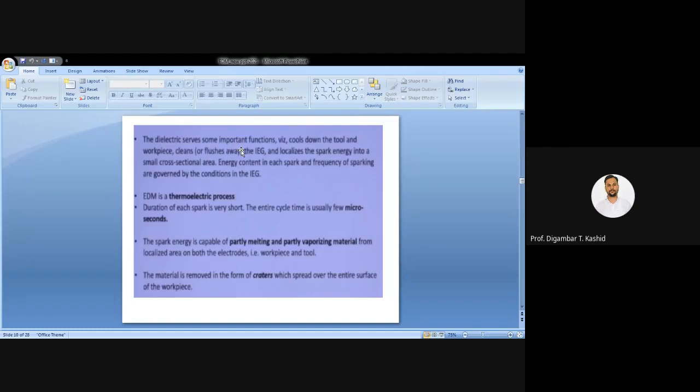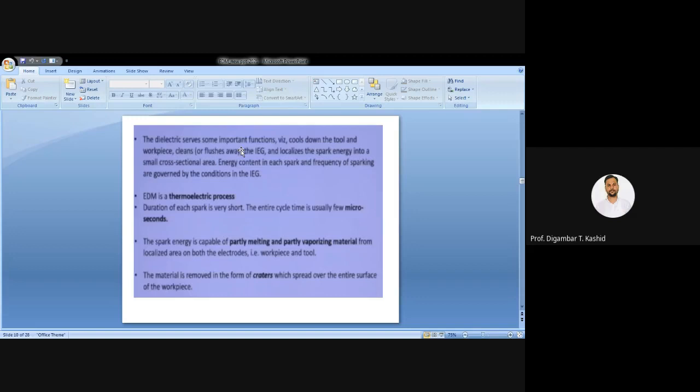And as we know, EDM is a thermal process. We are using electrical energy to thermally heat, and then melt and vaporize the material into the interelectrode gap, forming craters. Correct. So the duration of each spark is very short, and the entire cycle time is usually a few microseconds.